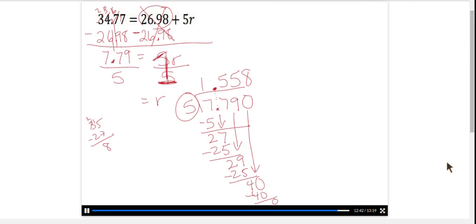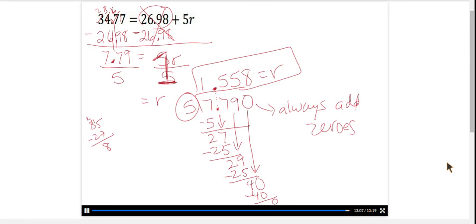Remember, behind the decimal, I can add as many zeros as I want in order to get an answer. Okay, so I could always add zeros at the end. So whenever I don't have a remainder of 0, I can always add zeros behind that decimal to get my answer. So here's my answer. R is equal to 1.558. And that wasn't that bad, because I didn't have to remember about moving the decimal or anything like that.